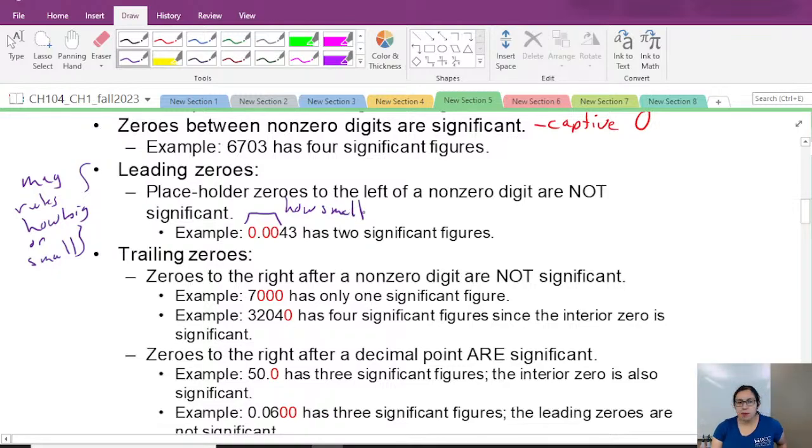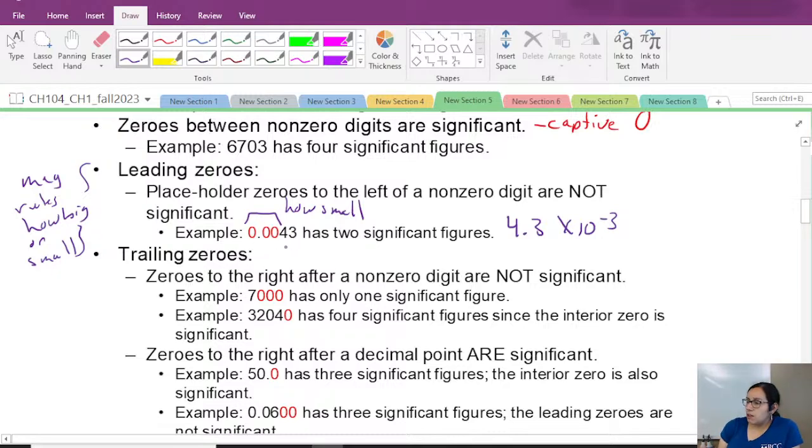And another way to think about this is, can I rewrite this to get rid of the zeros and then show, right, that it really just has 2 sig figs? And of course, we could rewrite this as 4.3 times 10 to the -3rd. And so, right, this clearly shows there's only 2 sig figs. Again, those zeros just showing how small.